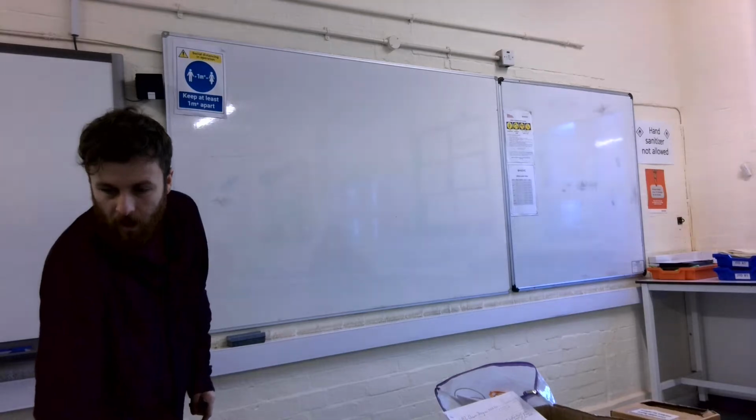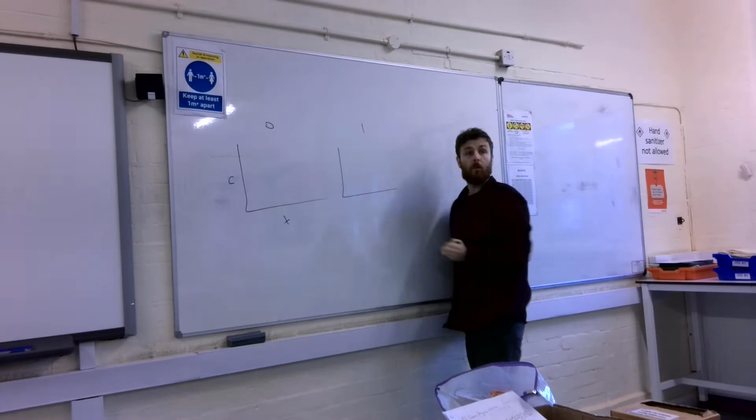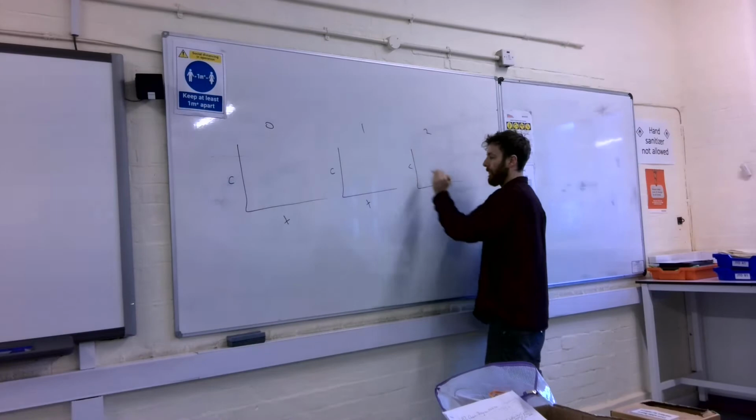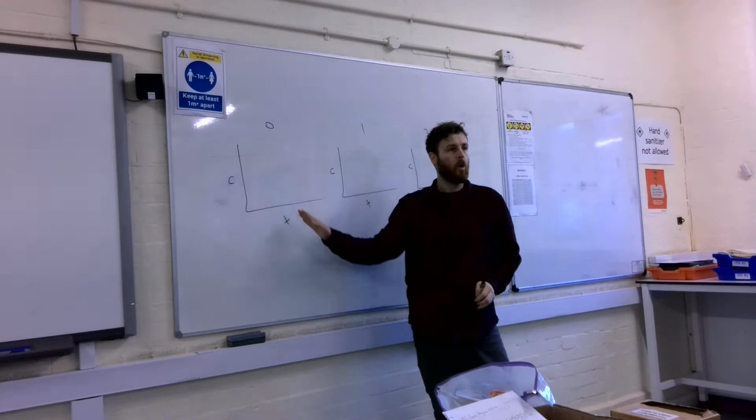Okay, so bearing all that in mind, can you draw me three graphs, all concentration-time graphs: one for what you think will happen to a zero order reactant, one for a first order, and one for a second order. Remember, these are reactants. If we're talking about an order of something, it's of a reactant. So think about how the concentration will change over time.